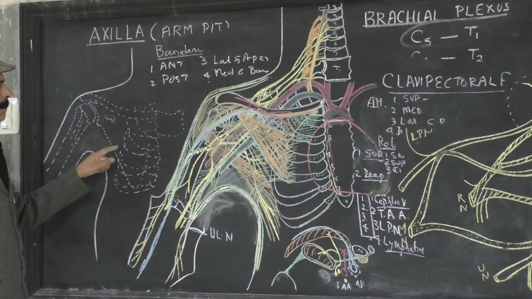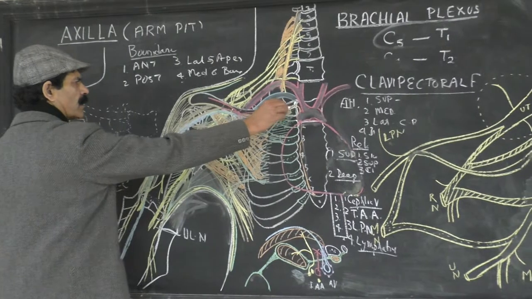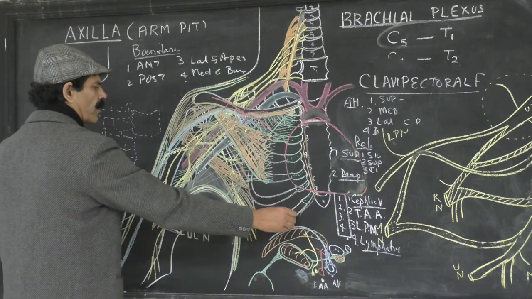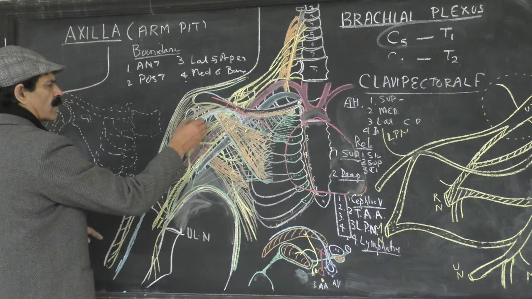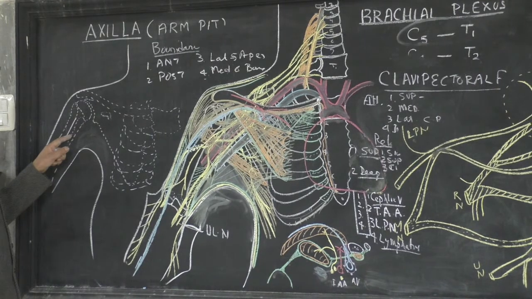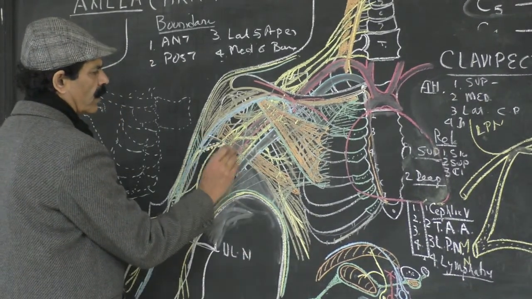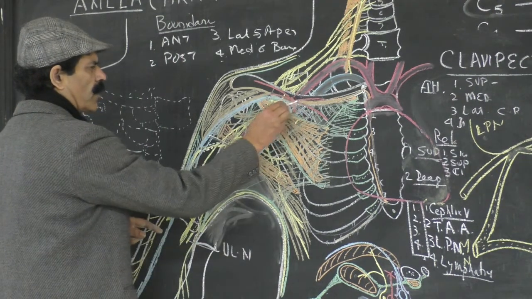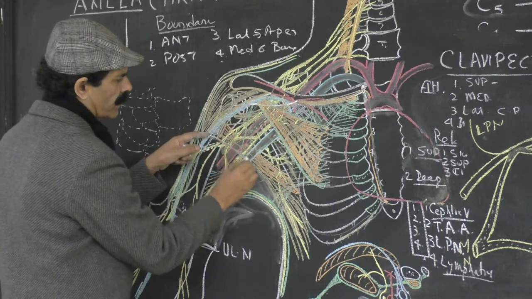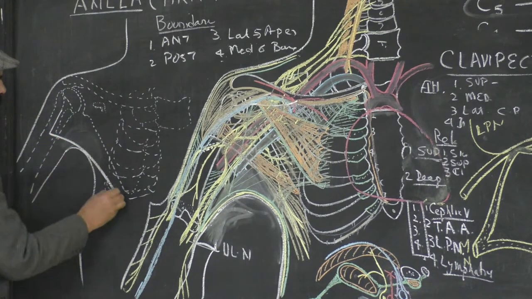So the anterior boundary is formed by the anterior fold, by the pectoralis major muscle, which takes origin from the medial half of the clavicle, the side of the sternum, and below it is with the external oblique muscle of the abdomen, interdigitating, and from here it is inserted over the lateral lip of the bicipital groove. So this forms the lower border of the pectoralis major muscle, and this is the upper border inserting into the lateral lip and forming the deltopectoral groove. So this lower border of the pectoralis major forms the anterior, or the front boundary of the axilla.